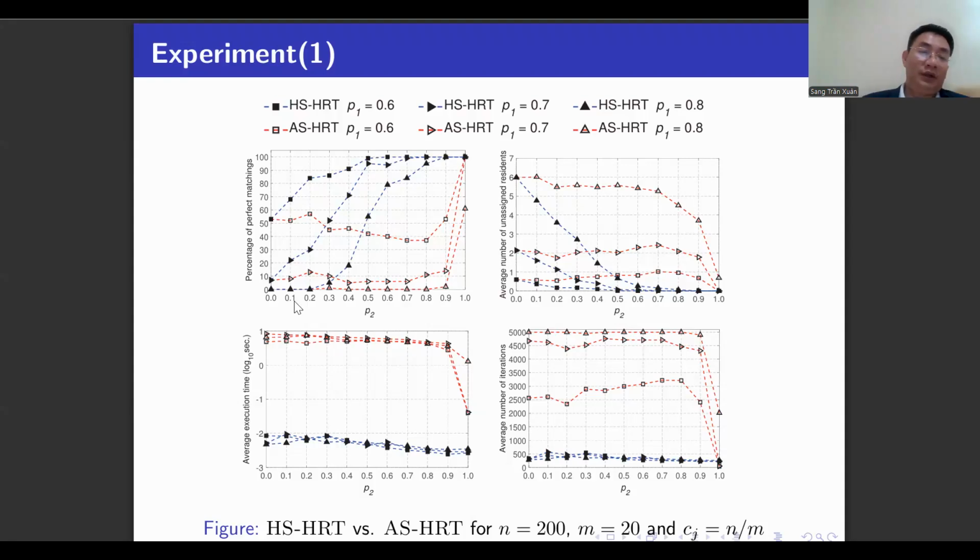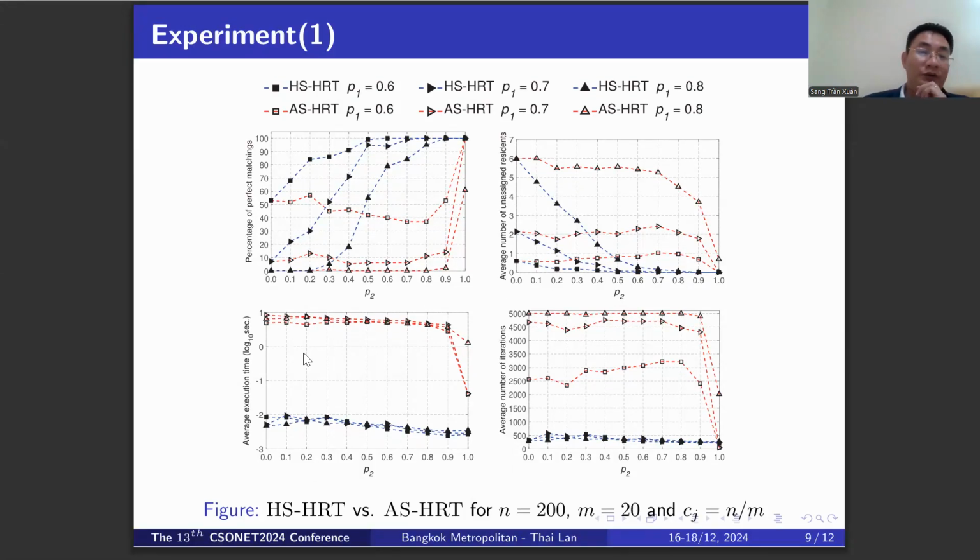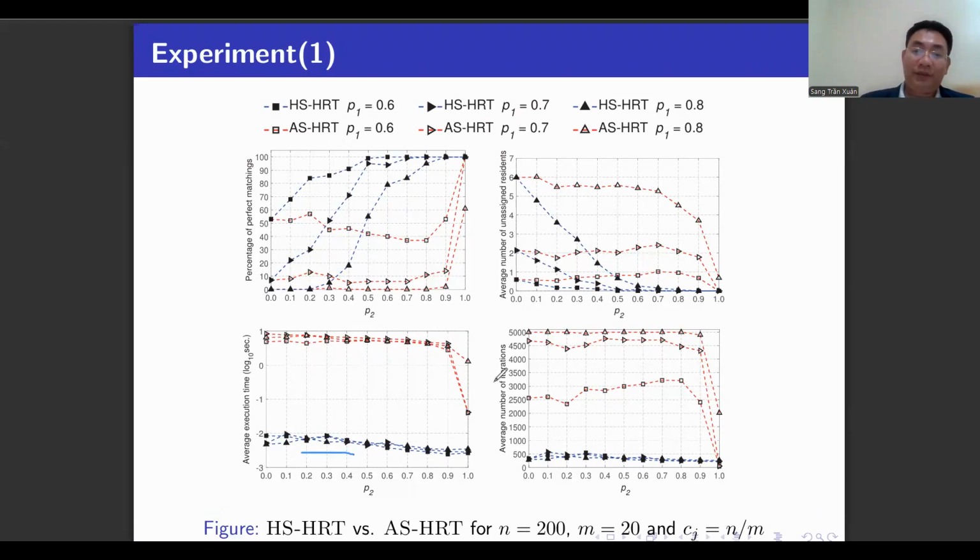As you can see in the figure, our proposed algorithm is presented by the black dotted line, and the ASHRT algorithm by the red line. For the percentage of perfect matching, we have better results. And as you can see here, we have a lower number of unassigned residents, in the black dotted line. To compare the execution time, we have a lower execution time here. And for the number of iterations, we also have a lower number of iterations.